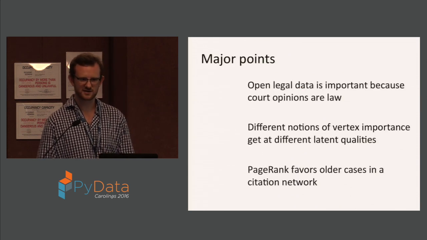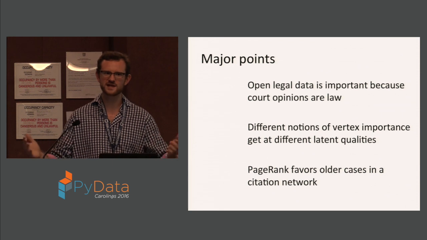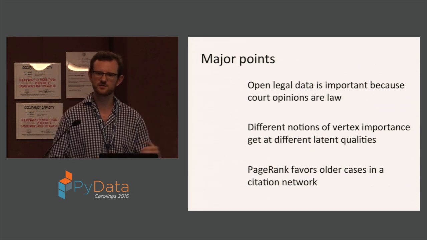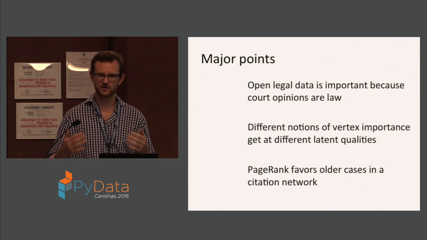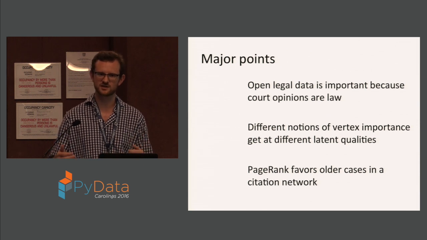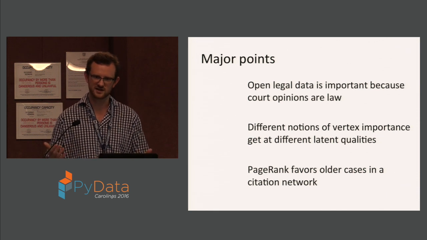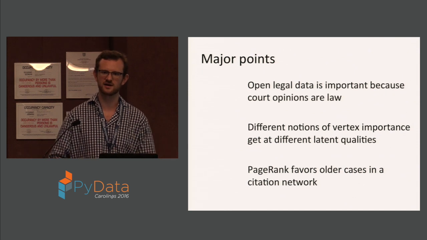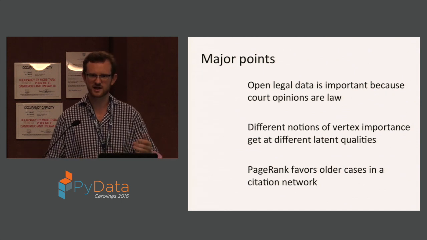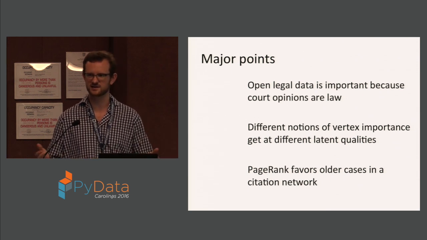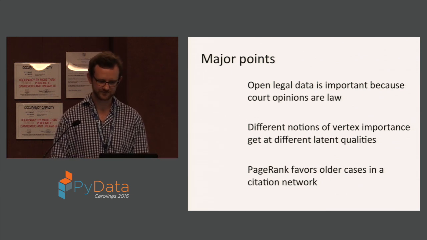So to summarize, open data is important. Open data is important for everything, but it's particularly important for the law because legal opinions are actual law. If your access is restricted to legal opinions, then in some sense your access is actually restricted to the law. We believe in an open judiciary in this country, so that's not a great thing. If we don't have open legal data, then we can't do macro analysis of the network. Sure, I can pick up a legal case and read it, but I can't analyze 3 million legal cases without access to open legal data.